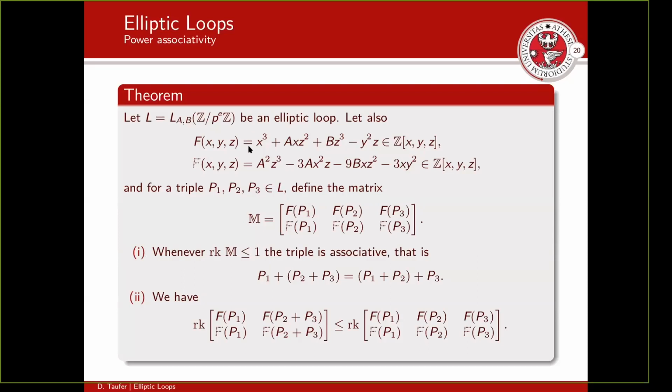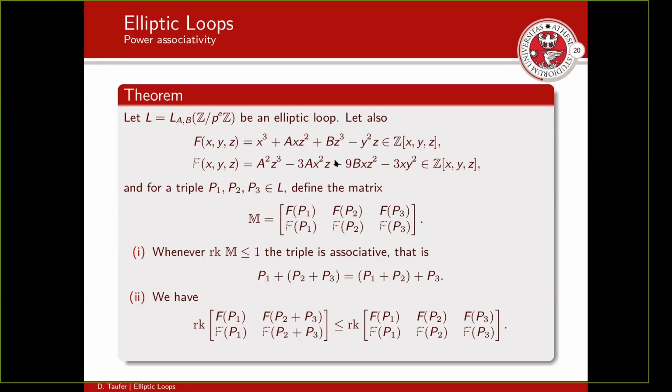You just take the Weierstrass polynomial of the curve. You take this strange polynomial here, to which we will return in a while, and you compute this matrix. So you have 3 points. You evaluate these 2 polynomials in all these 3 points. You construct this matrix here, and whenever the strong rank, which is a slightly stronger version of the rank you use when you work over rings, is lower or equal than 1, then these 3 points associate.